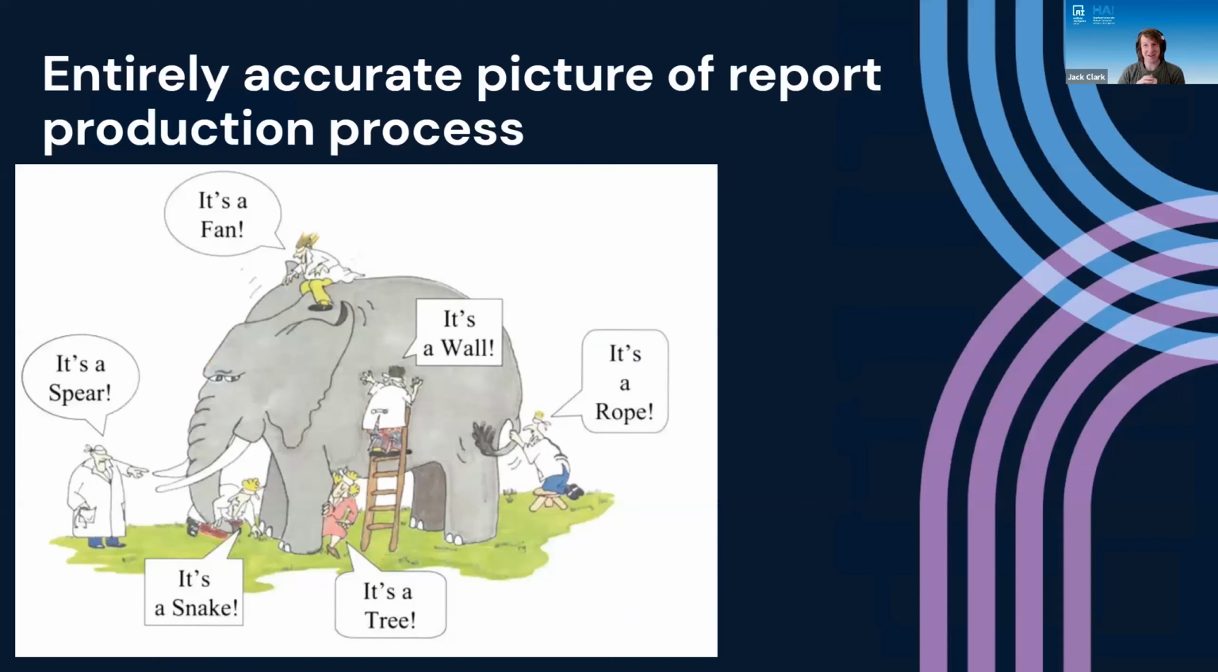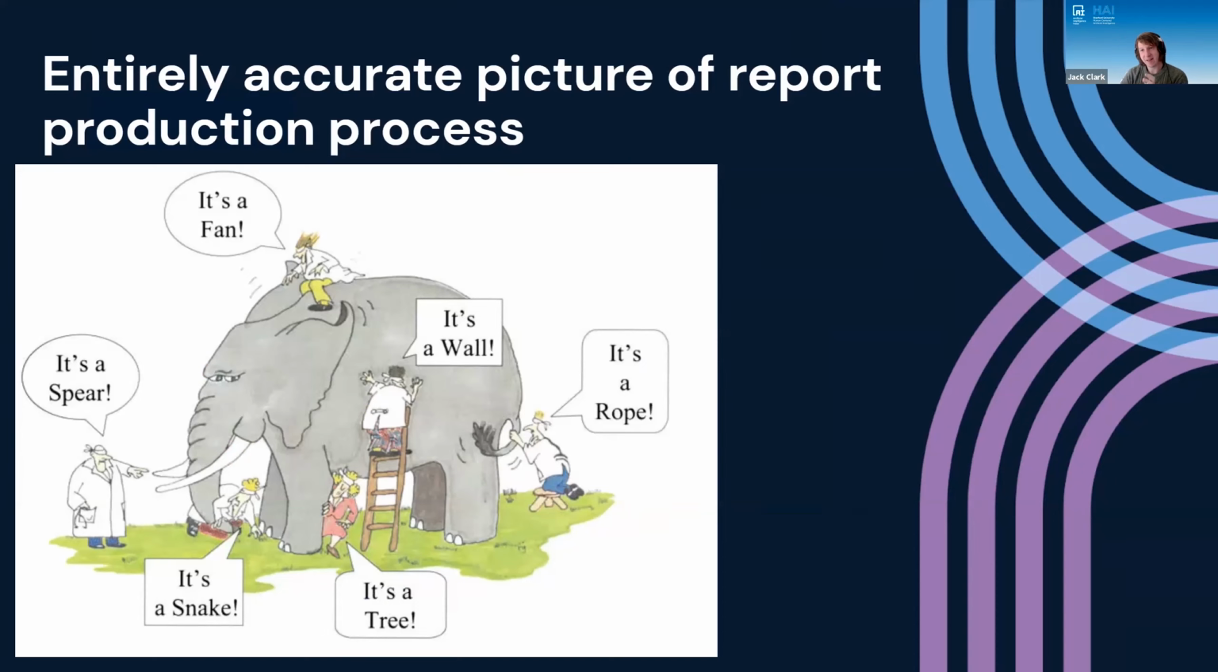Here we have a picture of a bunch of distinguished scientists and organizations all touching different parts of an elephant. And different scientists who are touching different parts of this elephant have different opinions about what it is. Someone might think that the elephant's trunk, with their eyes closed, is a rope. Someone might think that the tusk is a spear. Someone might think that the ears are a fan.